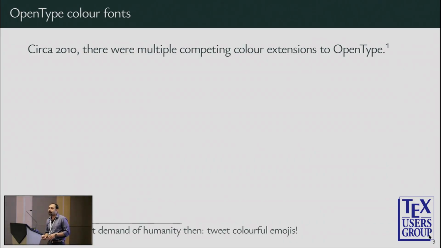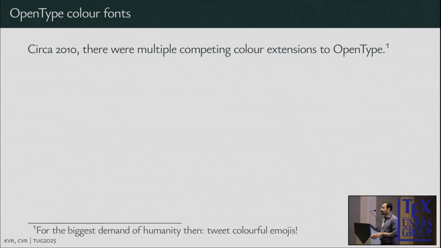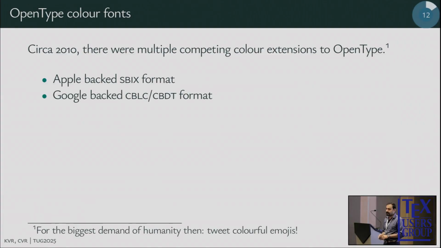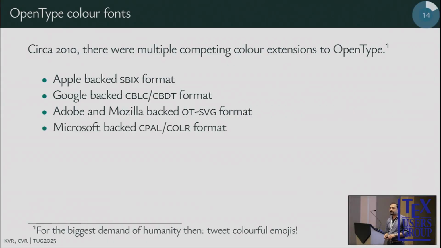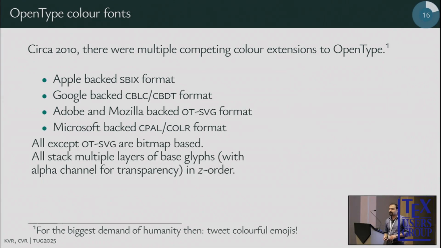And why around 2010? Because that's when everybody and their pets had a smartphone. And what is a smartphone good for? Sending colorful emojis across the globe. So that was a big requirement, and everybody developed their own standard. Apple had something called sbix. Google had something called the CBLC and CBDT format. Adobe and Mozilla were betting on OpenType SVG, and Microsoft was backing a standard called COLR and CPAL, which is color palette and color format. All of these formats, except of course the SVG, were raster.